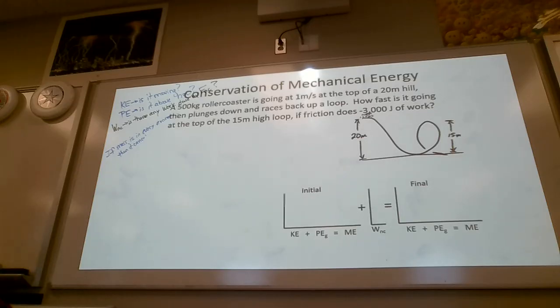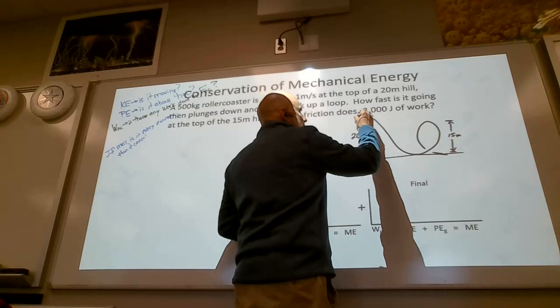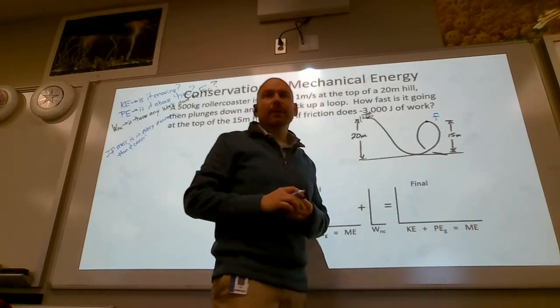All right. A 500 kilogram roller coaster is going 1 meter a second at the top of a 20-meter tall hill. It plunges down and races back up a loop. How fast is it going at the top of a 15-meter high loop if friction is doing negative 3,000 joules of work? Okay. So our initial location is here. Final location's here.